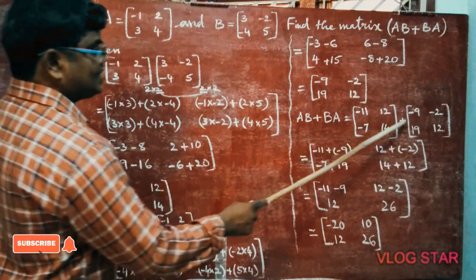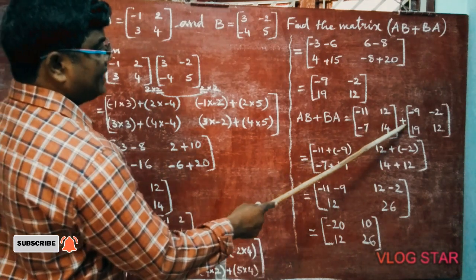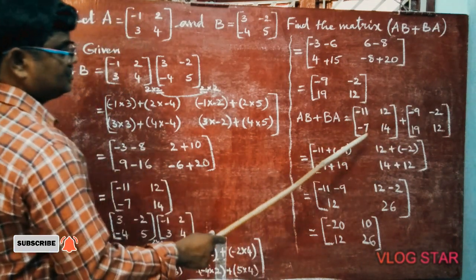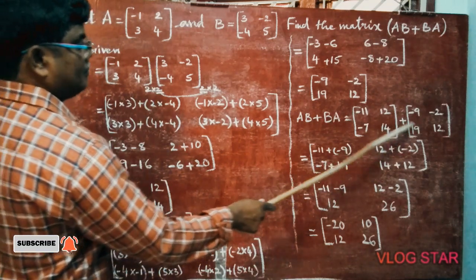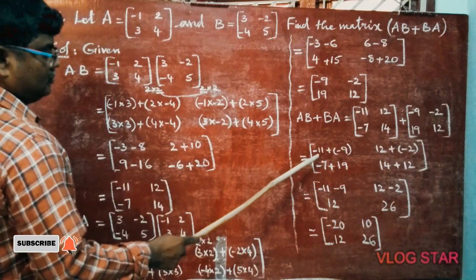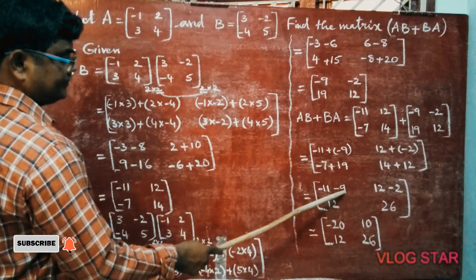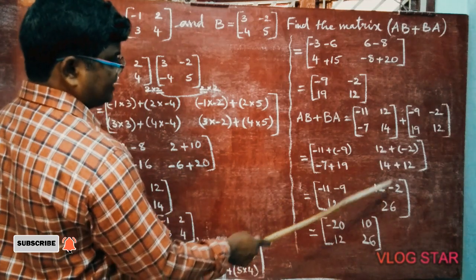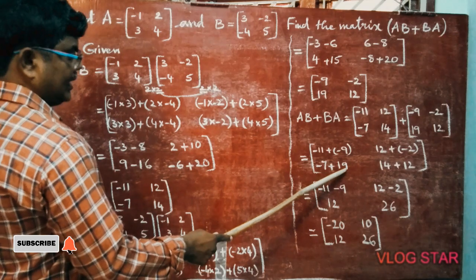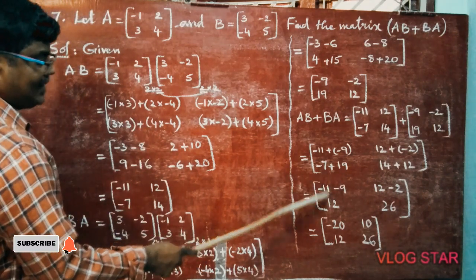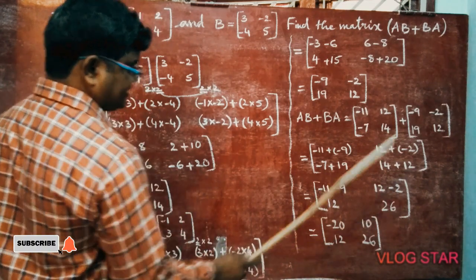Now, first element with the first element: minus 11 plus of minus 9. Next one, 12 plus of minus 2. Minus 7 plus 19. 14 plus 12. Now, minus 11 plus into minus, minus 9. Next, 12 as it is, plus into minus, minus 2. 19 minus 7 is 12. 14 plus 12 is 26.